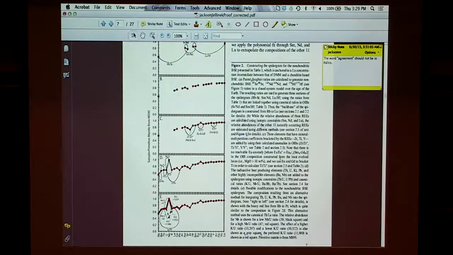Okay, so going to the top here, I have plotted 6 elements. 3 parent-daughter pairs.